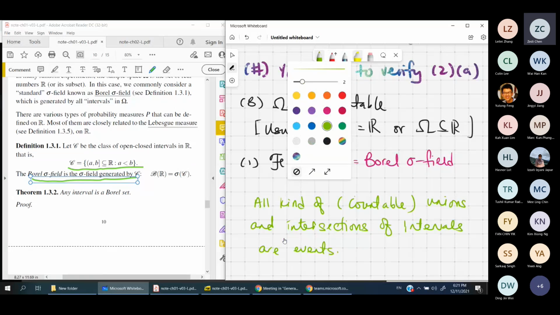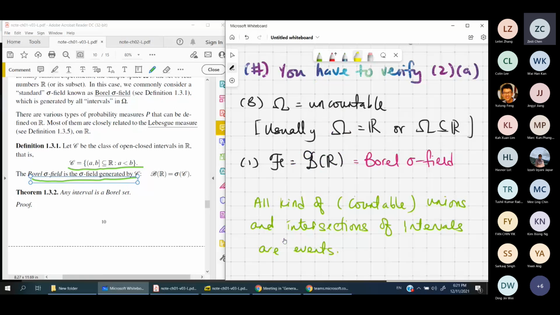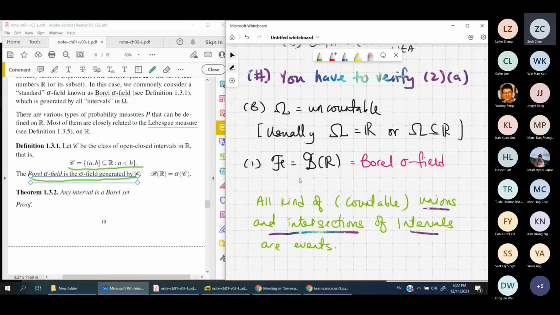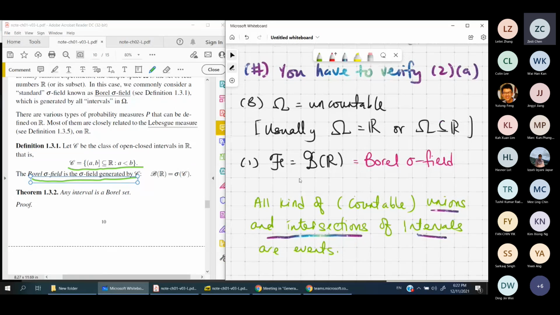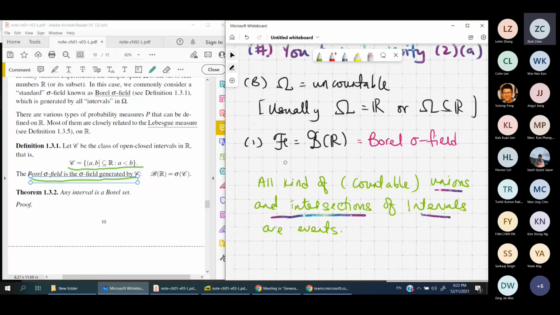In fact, you may assume everything is an event. It can always be expressed as a union and intersection of some kind of interval. You just take any interval, and then you take a union or intersection, so the output will be an event. So at least you have some idea how an event looks like. This is the sigma field that we're going to use.